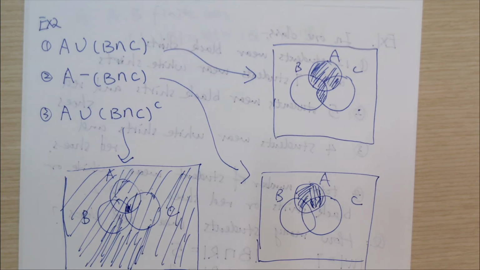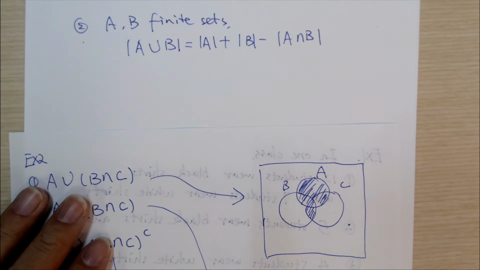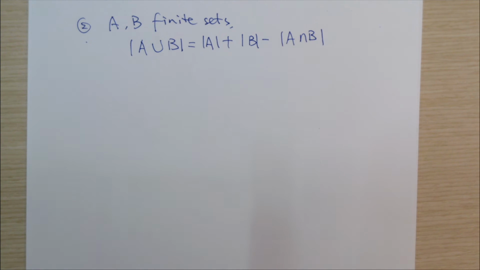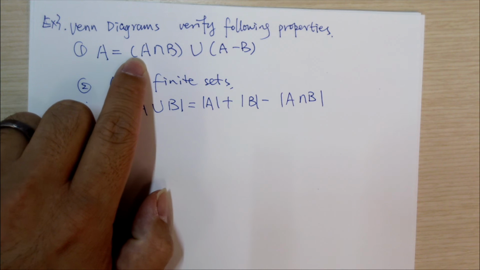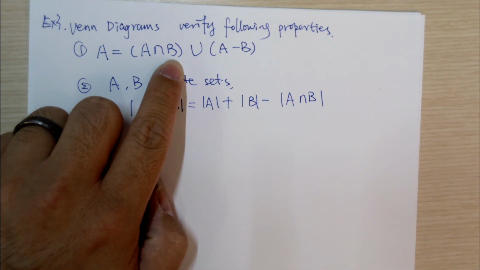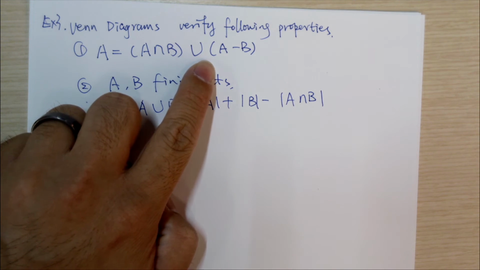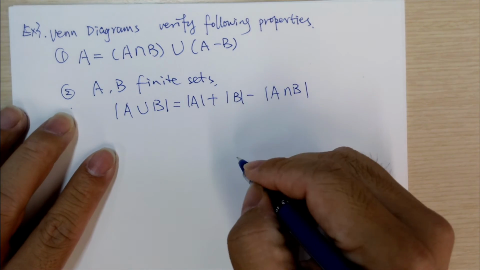So let's do another simple one. It is using the Venn diagram to verify these two properties. Okay, these two properties. So let's take a look. And the first one is A equals A intersect B union A subtract B.